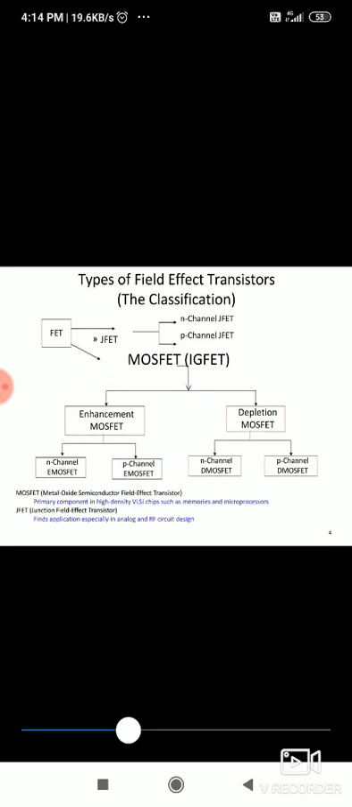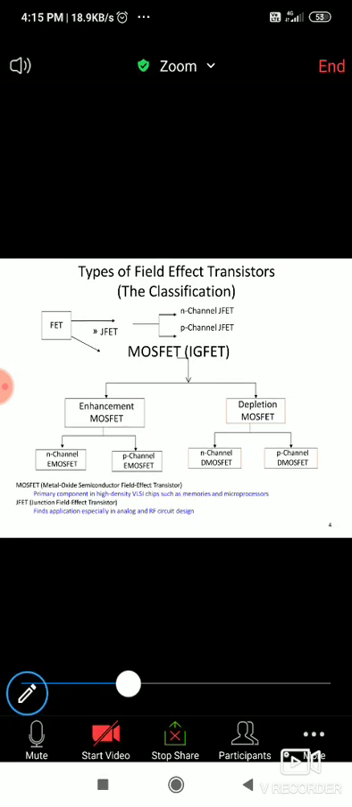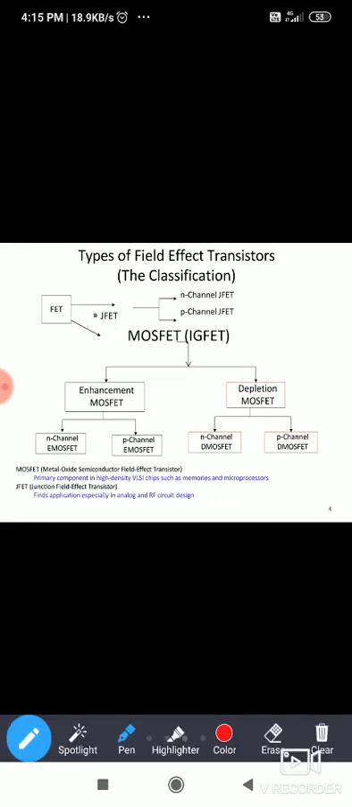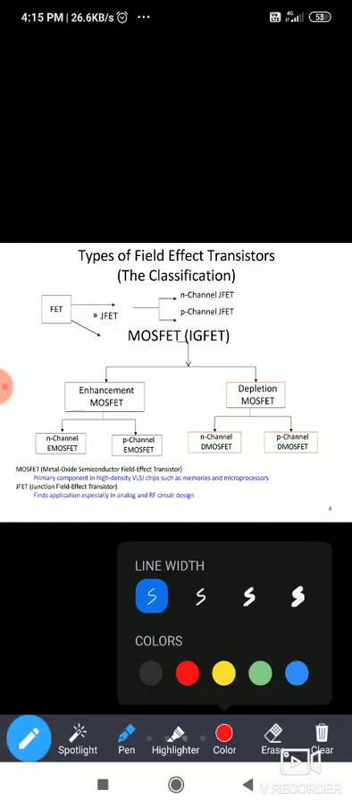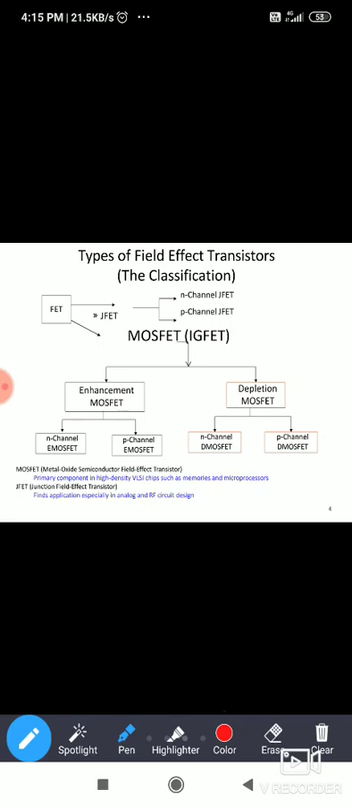Here, types of field effect transistors. Broadly classified into two types: JFET and MOSFET. Here JFET is junction field effect transistor, and MOSFET is metal oxide semiconductor FET. It is also called an IGFET. Here IGFET means insulated gate field effect transistor.